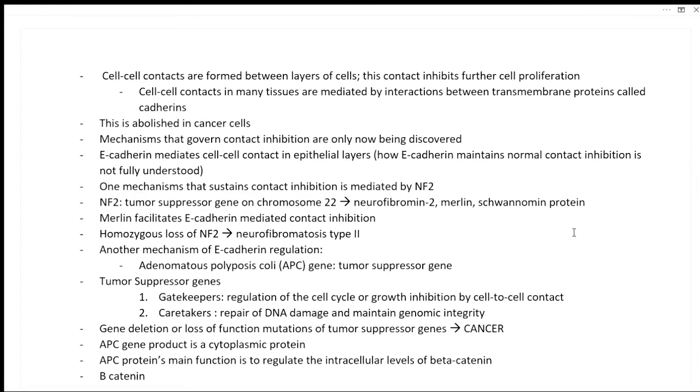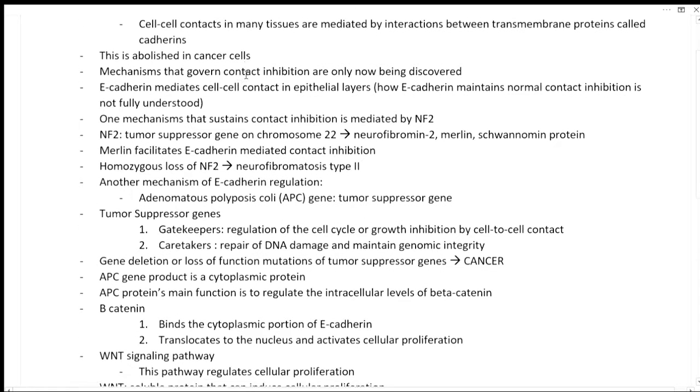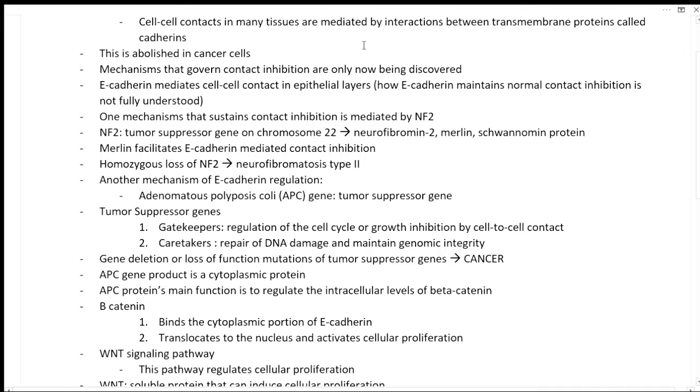Usually, in a normal setting when we culture cells, cells will form in layers, and cell-to-cell contacts will form between layers of the cells. This contact between the cells will inhibit their proliferation. Cell-to-cell contacts in many tissues are mediated by interactions between transmembrane proteins called cadherins.